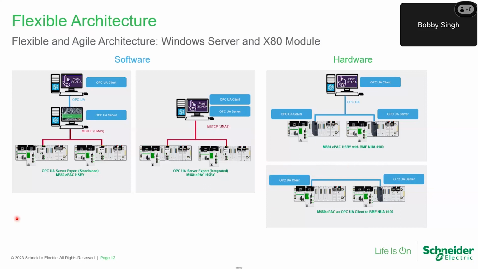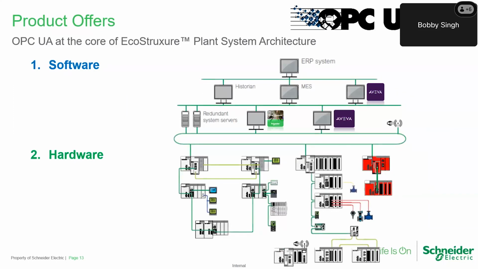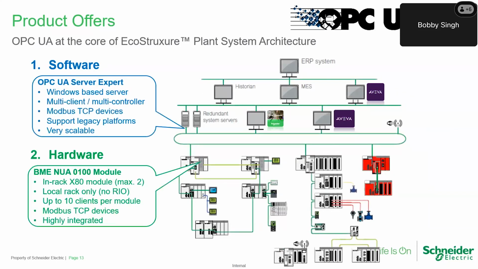Let's go over the key differences between these two, the software and the hardware solution. So the software, OPC UA Server Expert, needs to be hosted and installed on Windows Server. It could be at the top layer here. It could be next to your SCADA applications, or it could be on the same server. And it could support multiple clients, right? As soon as you meet the hardware limit or the client limit on the module, you need more than 20 clients or 10 clients, then you can add a software solution to your architecture.